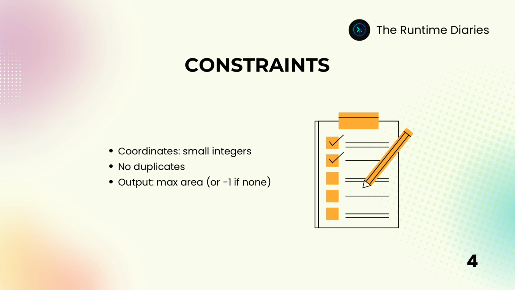The inputs here are pretty small. Integer coordinates. There are no duplicates, and you just need to output the maximum possible area. If there's no valid rectangle that meets the conditions, like if you don't even have four corners that make sense, just return -1.